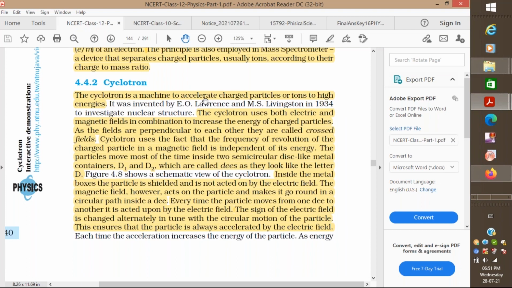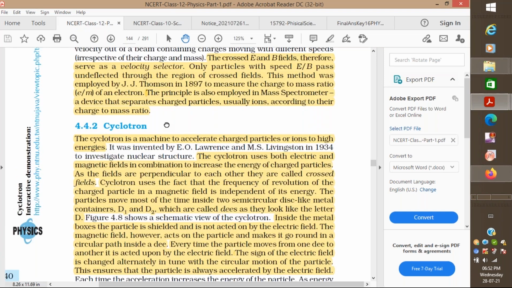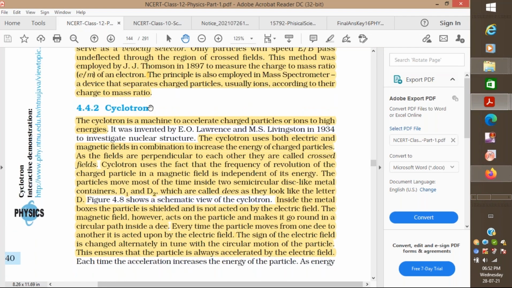I'll tell you briefly what this cyclotron is and why we need to read about it. This principle is being used in particle accelerators. You might be aware of the Large Hadron Collider, etc., which are experimental setups for high energy, or to find the God particle, etc.